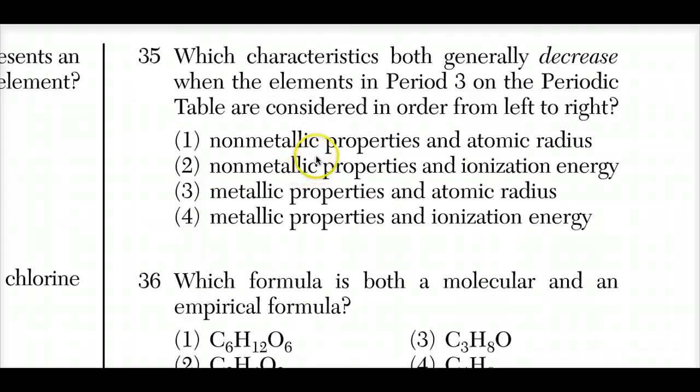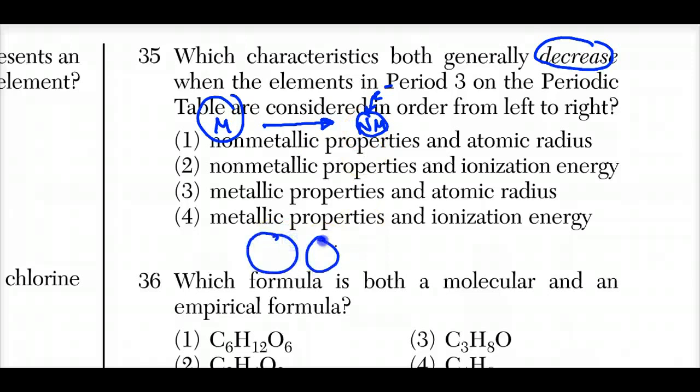Number 35. Which characteristics both generally decrease when elements in period 3 of the periodic table are considered in order from left to right? So when we go to the periodic table, going left to right, we know that we're becoming more like non-metals. We should know that metals have big radii, non-metals are smaller because they attract their electrons in closer. So as we go from left to right, the non-metallic properties increase because the radii get smaller because the nuclear charge can pull them in.